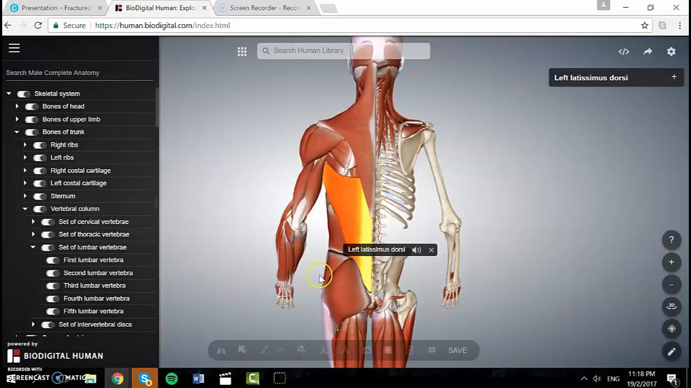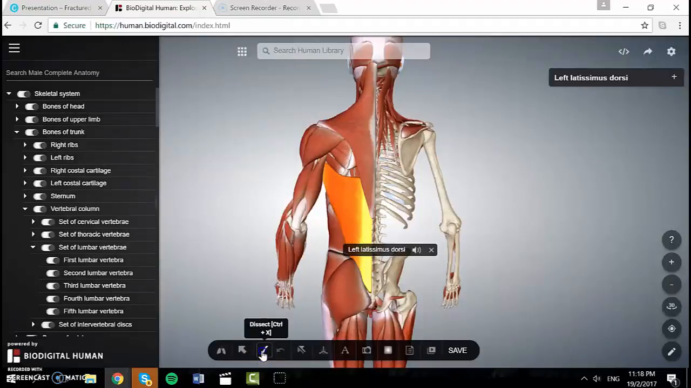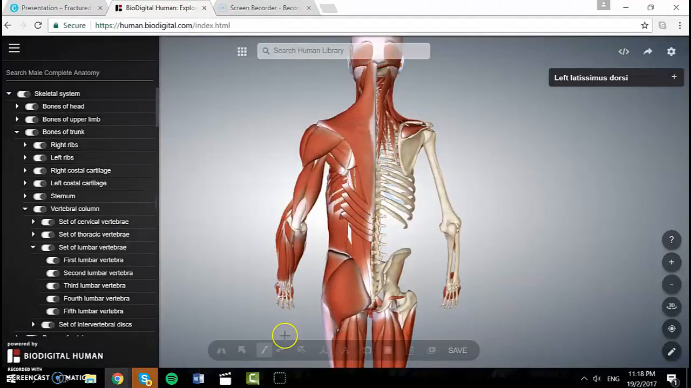The back muscles that could be affected by the fracture would be right here, the latissimus dorsi, and if we dissect that, we can see the other muscles such as the multifidus, which would be under this actually. Okay, let's get rid of that. Right here, the multifidus, and also the ligaments and tendons that connect these muscles to the vertebrae can easily be cut and damaged.